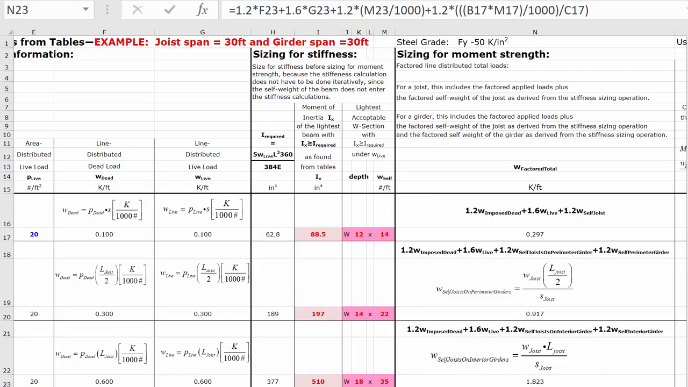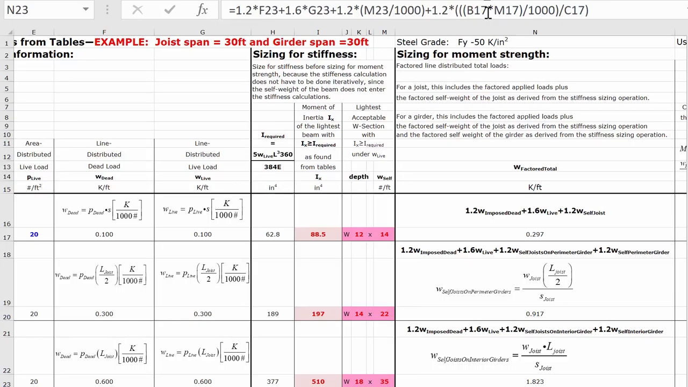And then we have M23, which is this number. That's the weight per foot of the beam that came out of the sizing for stiffness, which was 35 pounds a foot. But now we have to divide by 1,000 to get that into kips per foot. And then we have the effective line distributed load of the joist along the girder, which is B17, so that's this number right here, times M17, which is this number right here.